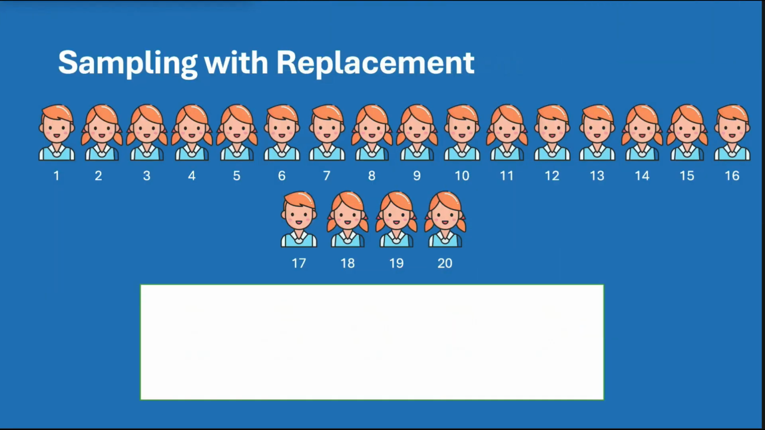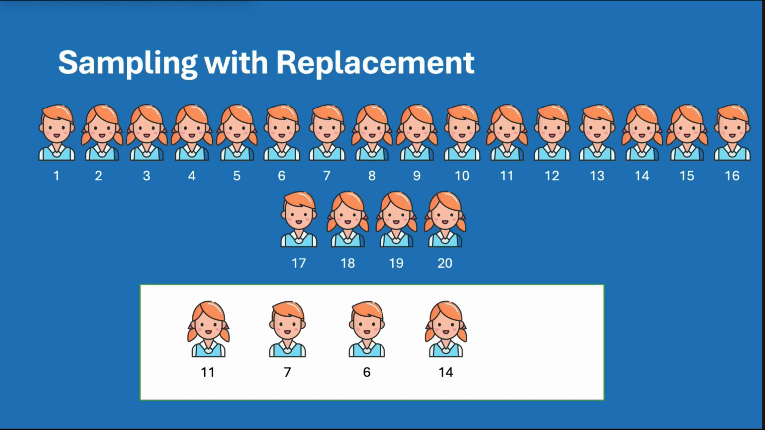The next type of sampling is called random sampling with replacement. In this method, we continue to randomly select students from the population, but there is a significant difference. Before I reveal what it is, let's see if you can identify it by yourself. We'll start by randomly picking the first 4 students. The selections are student 11, followed by student 7, then student 6, and finally student 14. Have you noticed anything different yet?